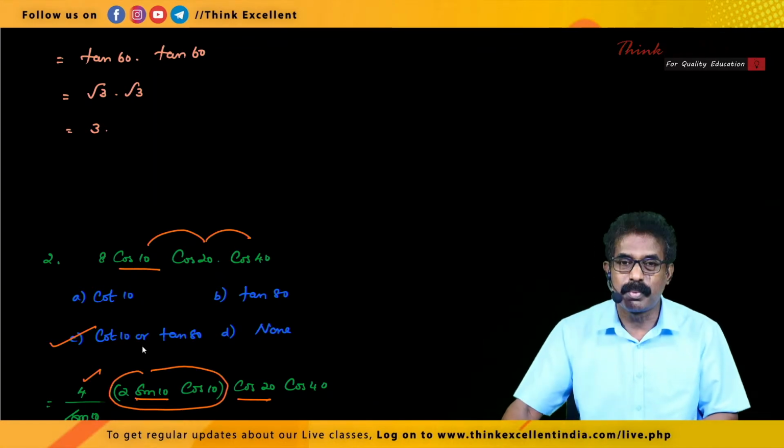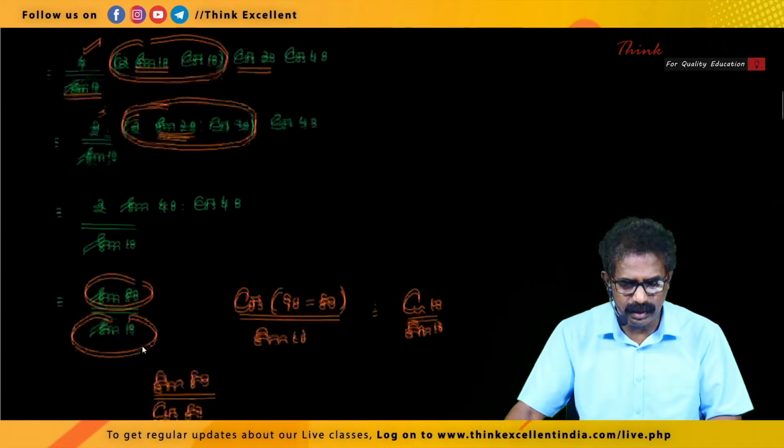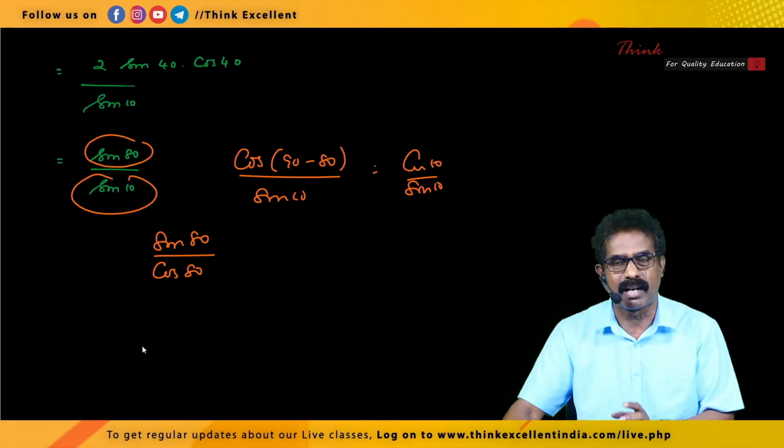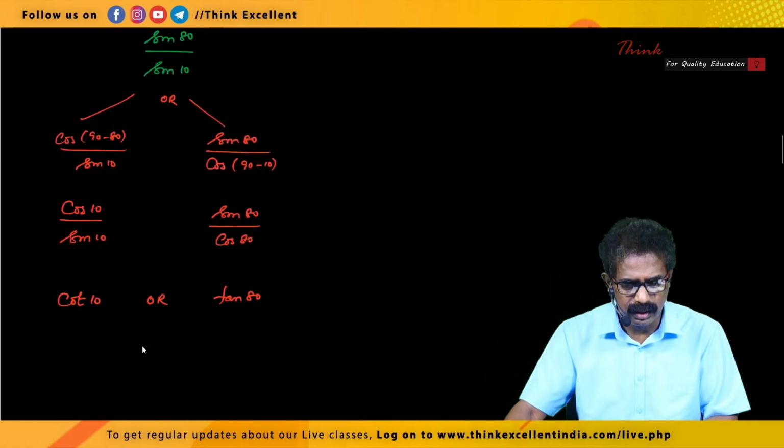So you have to be very careful, because many students made mistakes because of that. This is just to caution you. When you do objective questions, you have to attend very carefully. So their answer is cot 10 or tan 80.